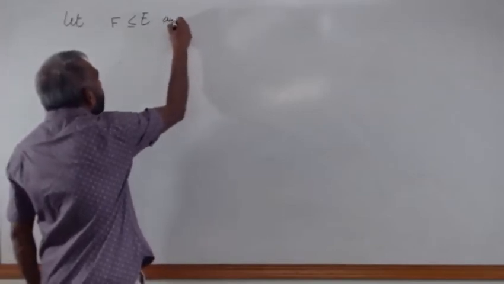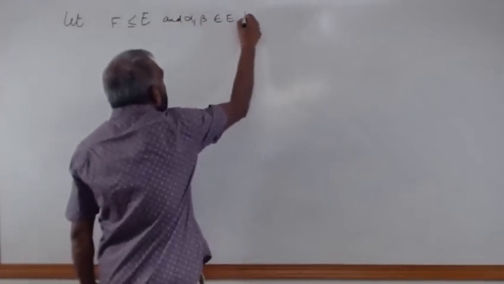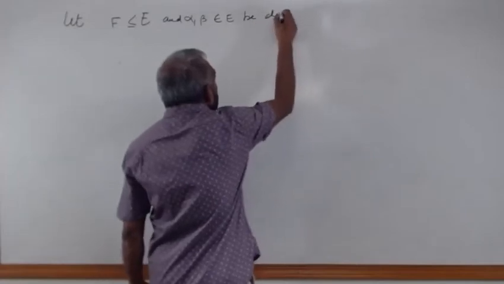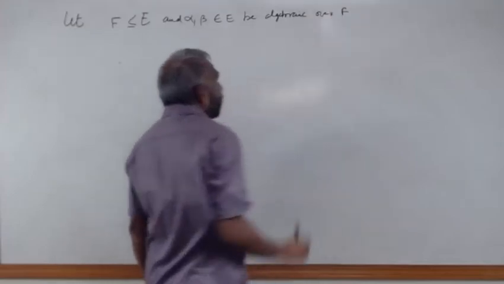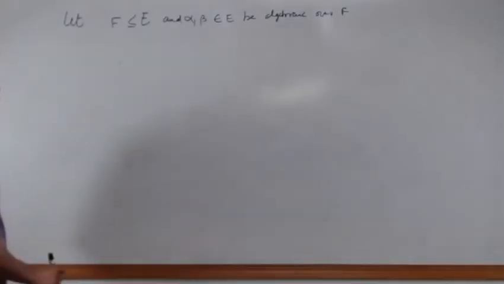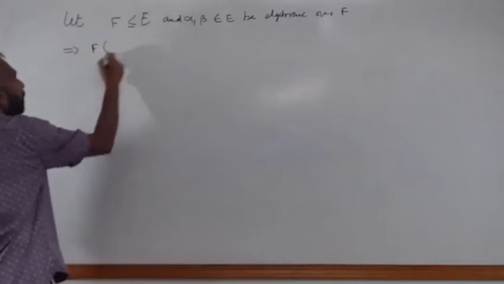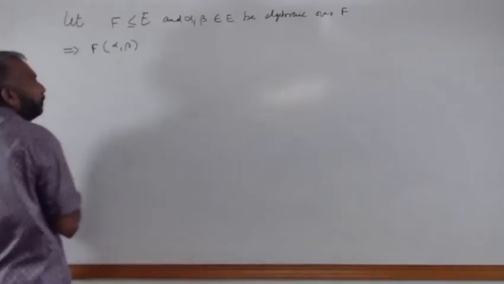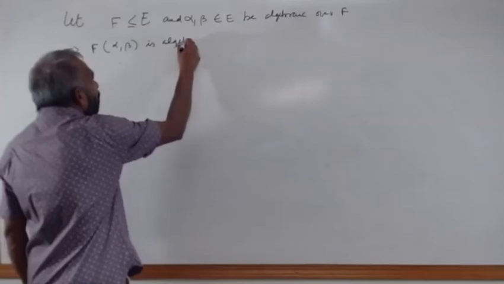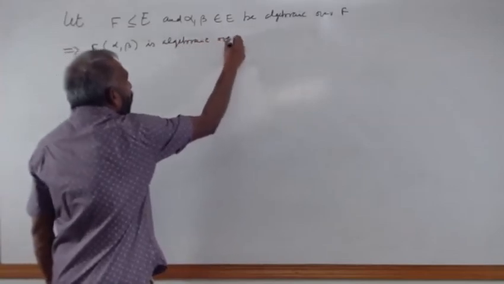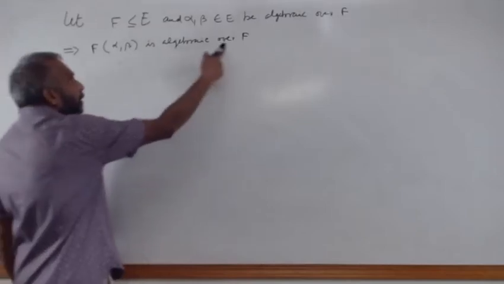So, let alpha, beta belonging to E be algebraic over F. This means that the extension containing alpha and beta is algebraic over F, meaning every element of this extension is algebraic over F.